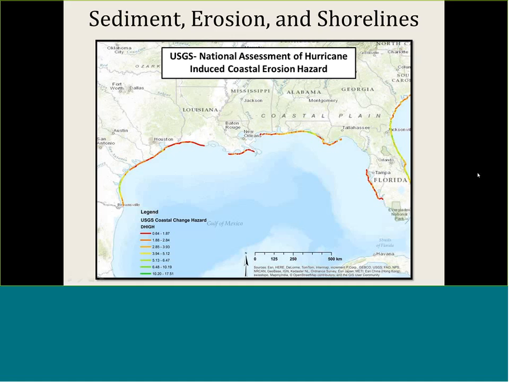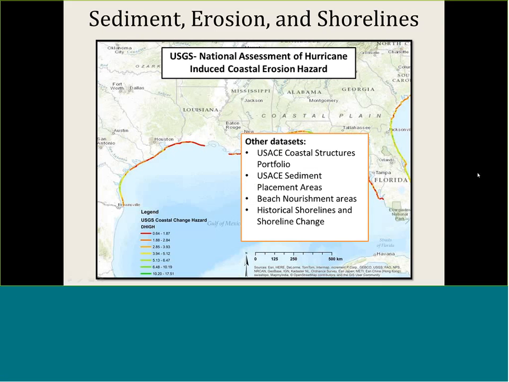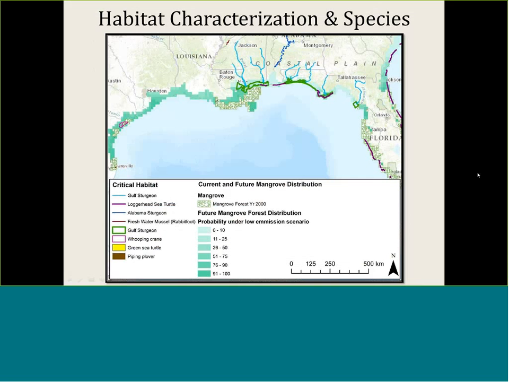Another information available within these data sets include the information from the U.S. Army Corps of Engineers, coastal structure, sediment placement areas, and as I have already mentioned, the historical shorelines and shoreline change. So moving forward to habitat and species information.